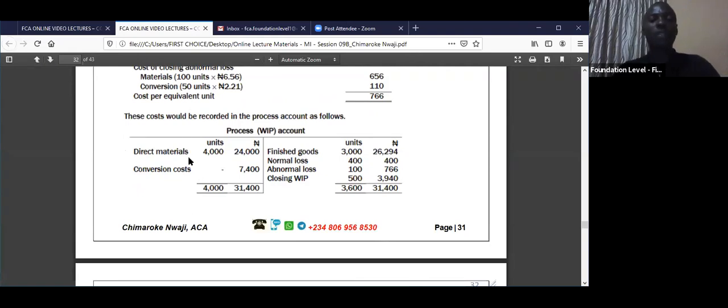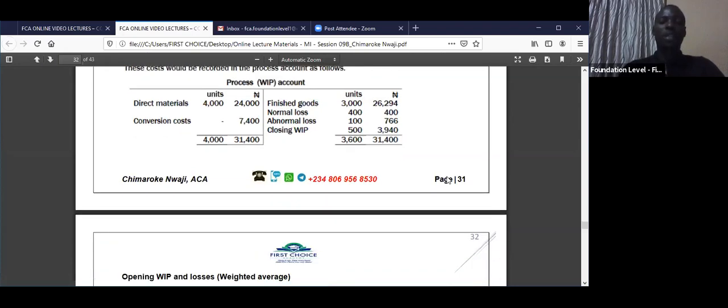You have 4,000 direct materials, the cost of material and labor. Of course, you have your finished goods, your normal loss, your abnormal loss, and your closing work in progress. Okay.